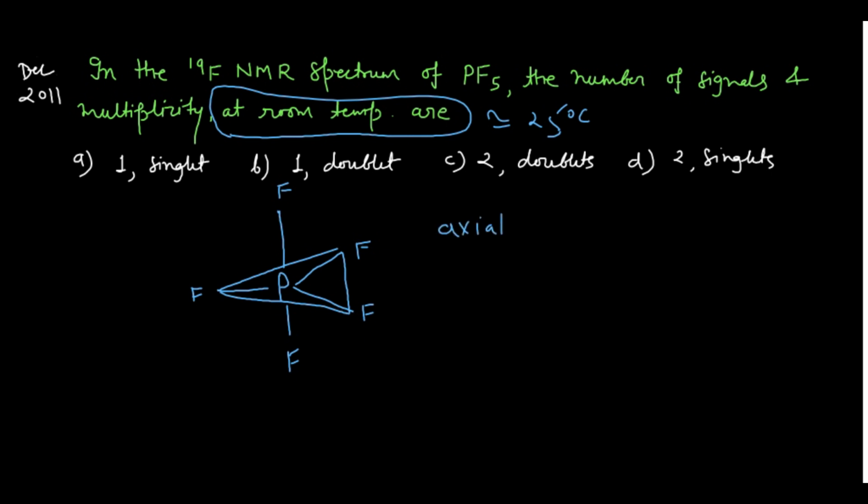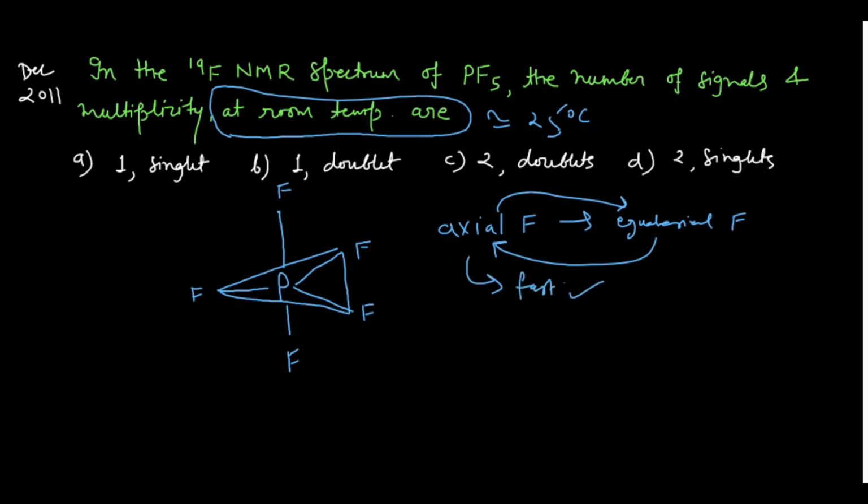That means axial fluorine will convert into the equatorial fluorine, and vice versa. See, axial can go to the equatorial, equatorial can come back to the axial. So this is very fast, and the NMR time scale is slow. So when the NMR time scale is slow, the NMR instrument is not able to pick up that interconversion. So the NMR instrument will treat all the 5 fluorines present in the molecule as equivalent. So for the instrument, all 5 fluorines are equivalent.